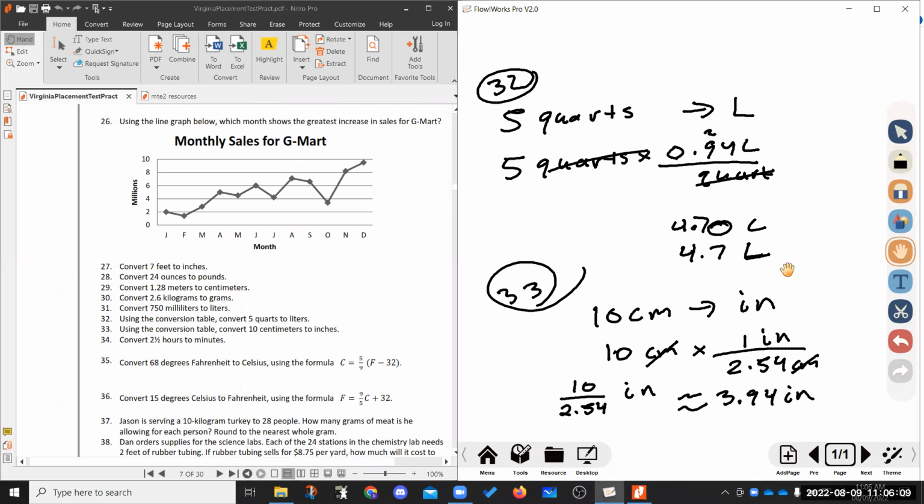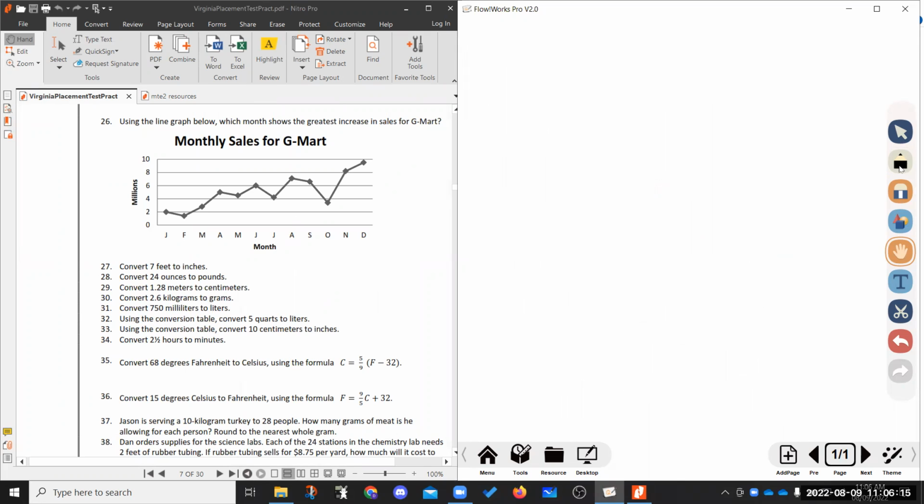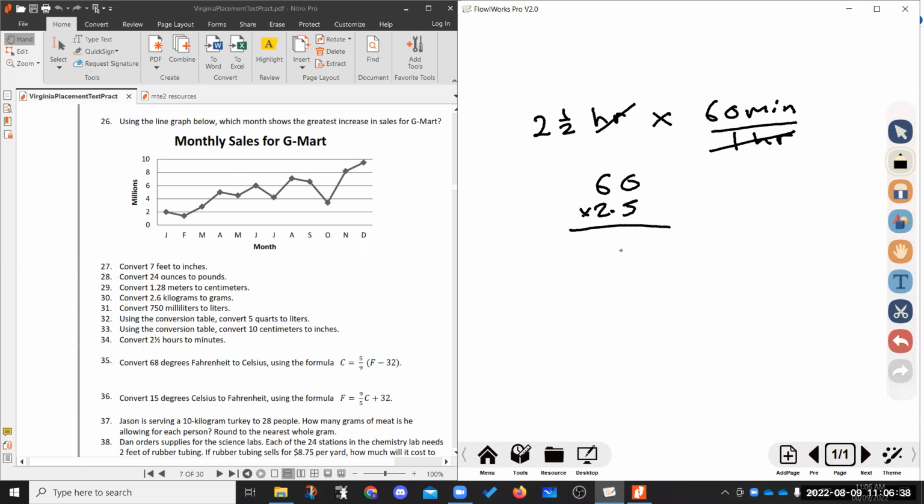All right, let's go ahead and look at number 34. It says to convert 2.5 hours to minutes. 2.5 hours times 60 minutes per 1 hour, right? Is going to be 2.5 times 60. It's going to be 150 minutes.